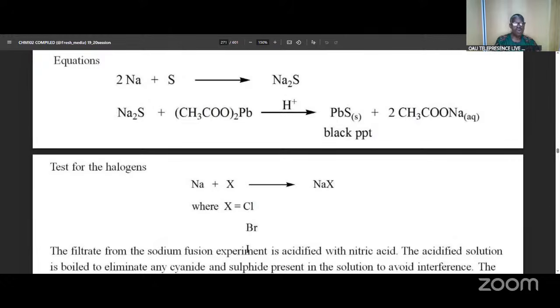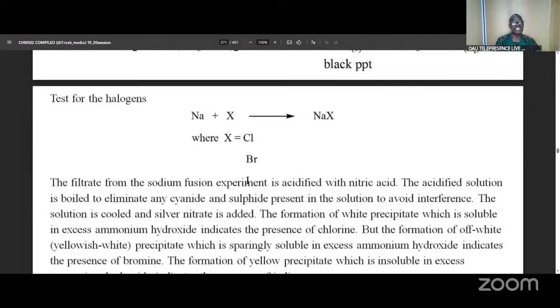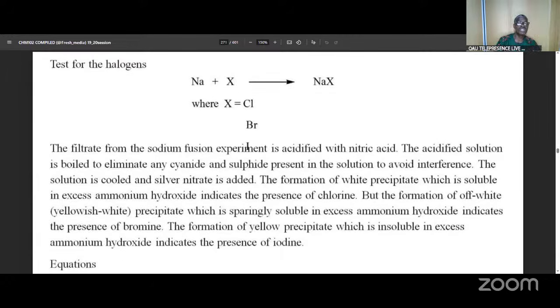Now, to also test for the presence of halogens, it can be chlorine, or bromine. So still from our sodium fusion test, our sodium will also react with any halogen that may be present in the organic compound and give us sodium halide. That is, in that equation you see Na plus X gives NaX, where X can be chlorine, like I said, or bromine.